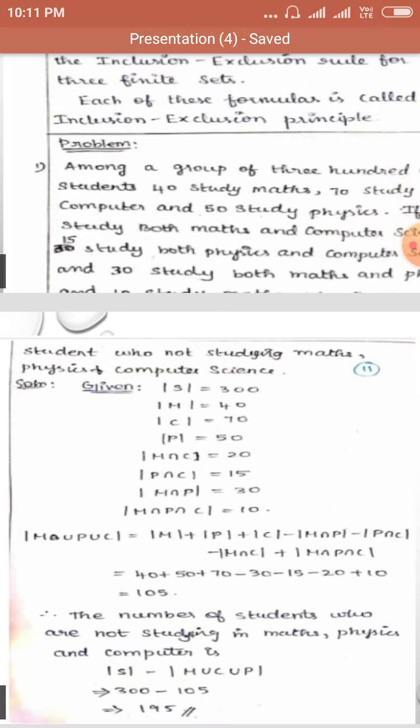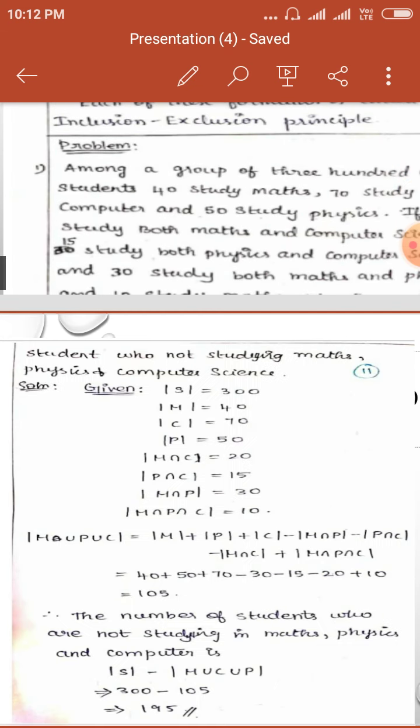Number of students studying maths: 40 students studying maths. Number of students studying computer science: 70, that is cardinality of C. Number of students studying physics: 50. And how many students study maths and computer science? That intersection is 20. How many students study physics and computer science? 15 students. How many students study maths and physics? 30. And how many students study all three subjects, maths, physics, and computer science? 10.